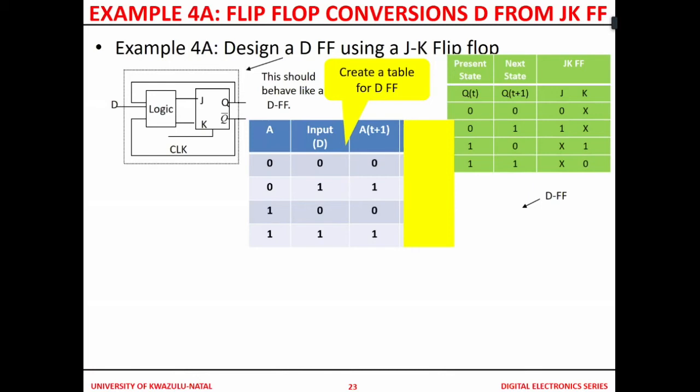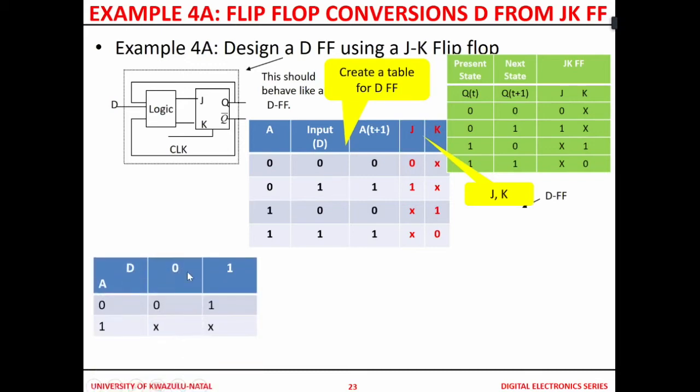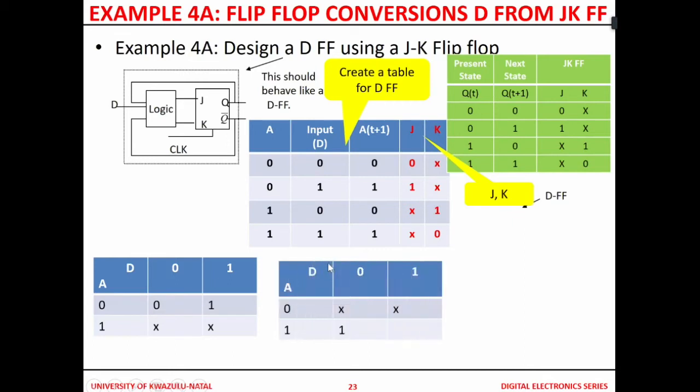So continue with J and K. If you are in a lab and you don't have a D flip-flop and you have a JK flip-flop with some logic gates, you know what you should do. Okay, let's not waste time there. So that is what you have for J. That is what you have for K.